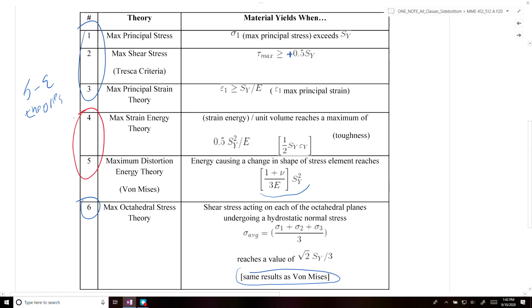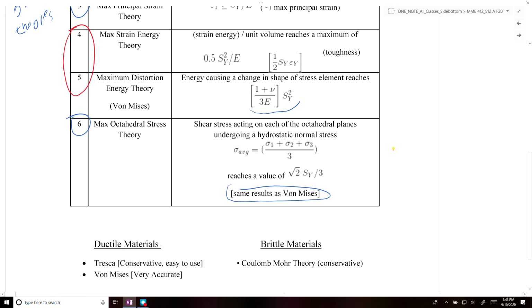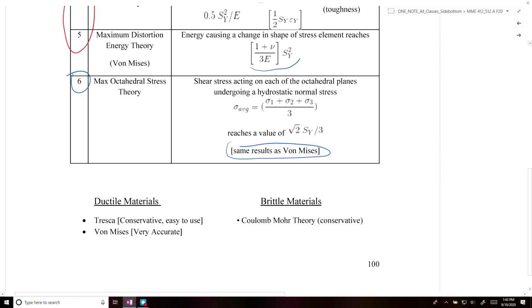In this class, we're not going to go into that much detail about every single theory. However, we're going to focus on theories 3, 4, and 6: the Tresca yield criteria, which is number 2, the von Mises criteria, which is number 5, and then the Coulomb-Mohr theory, which is a combination of theory number 1 and theory number 2.